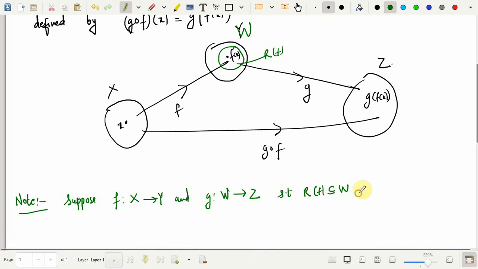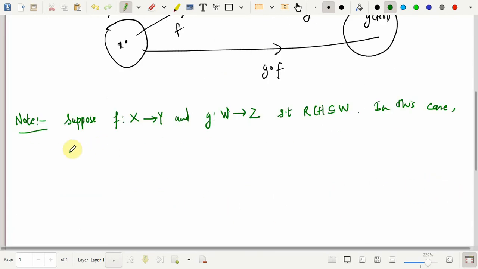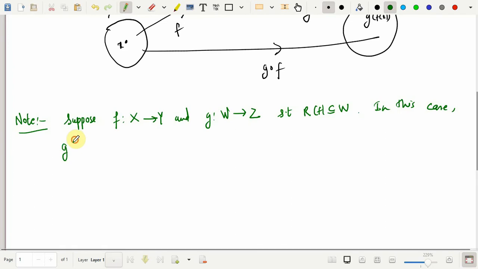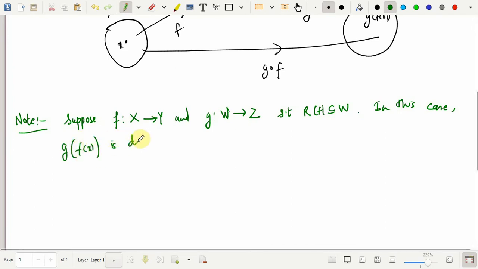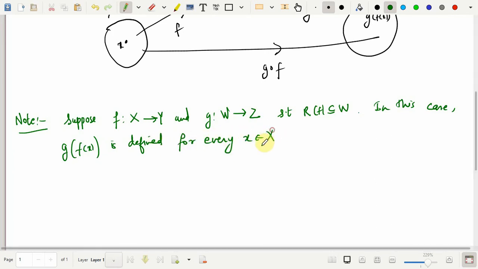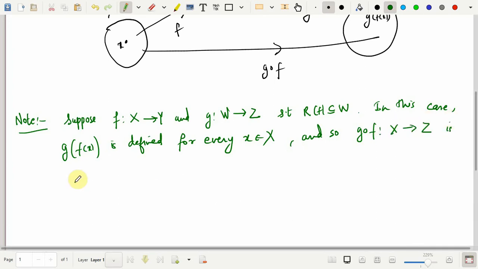In this case also, g of f of x is defined for every x in X, right? And so g composite f from X to Z is defined.